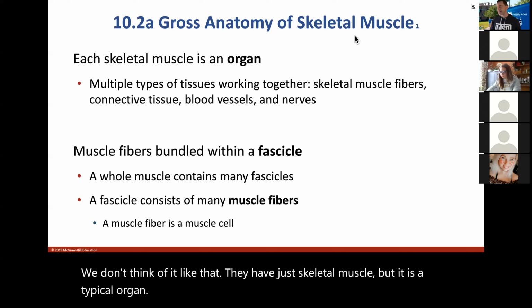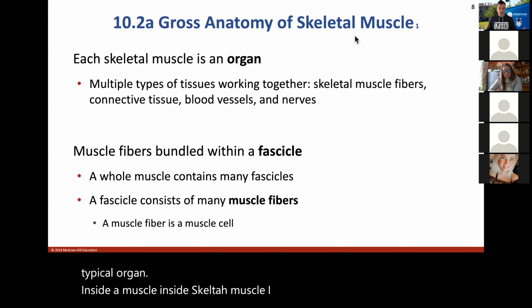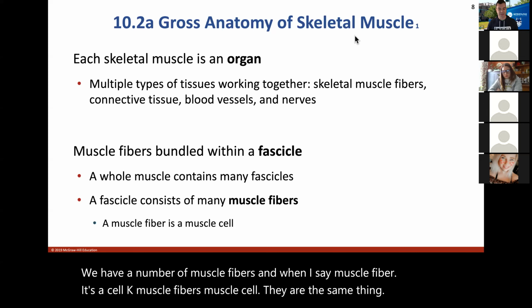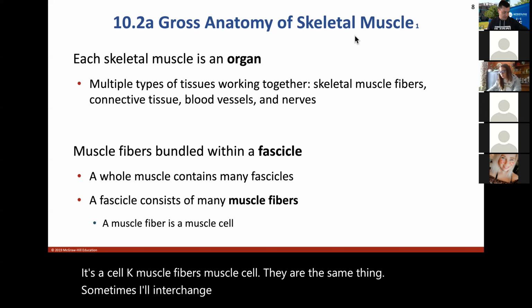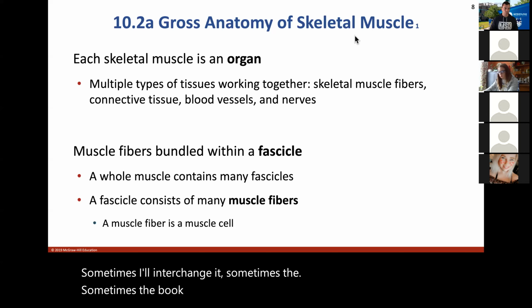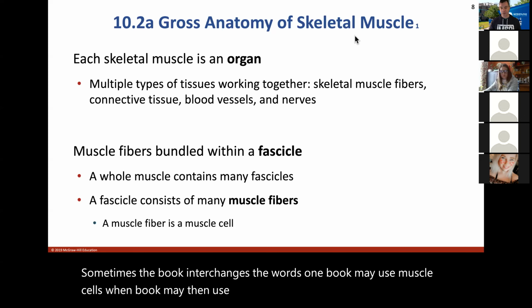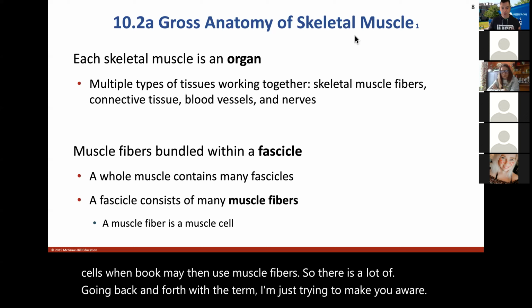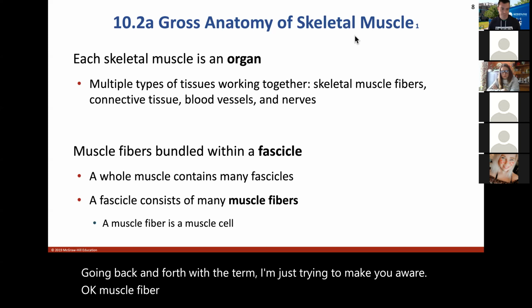Inside skeletal muscle, I guess I should say, we have a number of muscle fibers. And when I say muscle fiber, it's a cell. Okay, muscle fibers, muscle cells, they are the same thing. Sometimes I'll interchange it. Sometimes the book interchanges the words. One book may use muscle cells. One book may then use muscle fibers. So there is a lot of going back and forth with the term. I'm just trying to make you aware. Okay, muscle fiber, muscle cell, same thing.